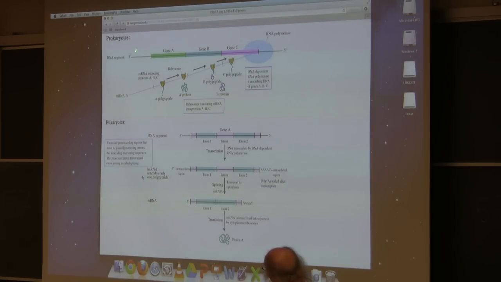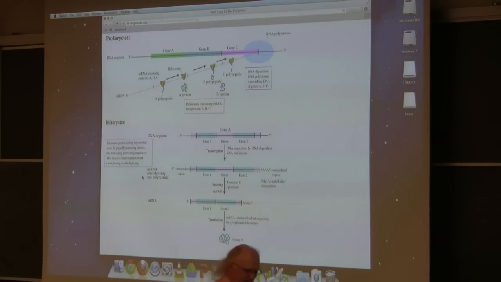In prokaryotes, we see this gene being copied. And as it's being copied, there's the messenger RNA that's being made. We see the ribosomes attaching themselves and starting to make that protein. So transcription and translation can occur at the same time, in the same place, in a prokaryotic cell. That can't happen in a eukaryotic cell. That was one difference.